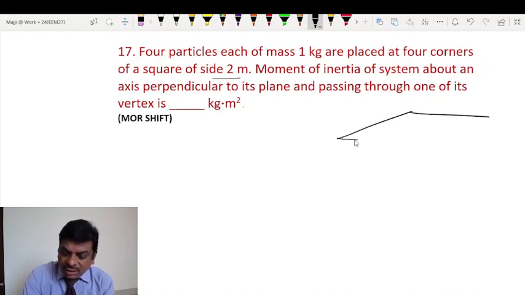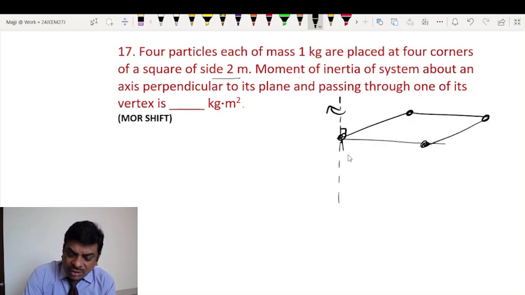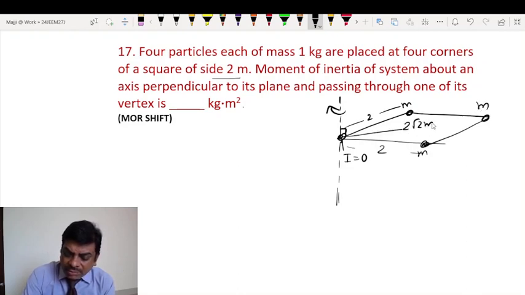So you can take the square like this. So these are the particles, and the axis is perpendicular to the plane. This way, this is the axis. So there is no moment of inertia due to this, because it lies on the axis itself. So you have m into 2 square. Here also m into 2 square, and here you have m into (2 root 2) square, because the length of the diagonal will be 2 root 2.